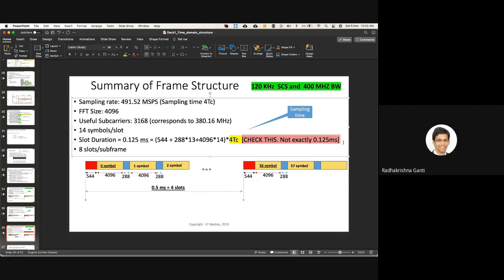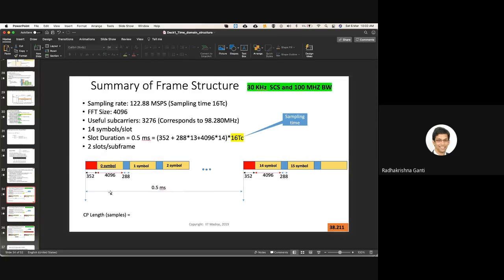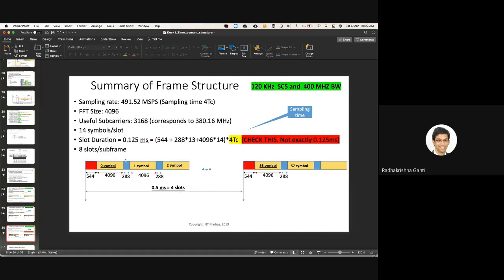So what are the takeaway points? At every 0.5 milliseconds, you have a larger cyclic prefix. In the 30 kilohertz subcarrier spacing and 100 megahertz bandwidth, which is the most common for FR1 and what I'm very used to thinking of as slots, it happens at the beginning of every slot. But for other subcarrier spacings, this extra cyclic prefix length is there only at 0.5 milliseconds.